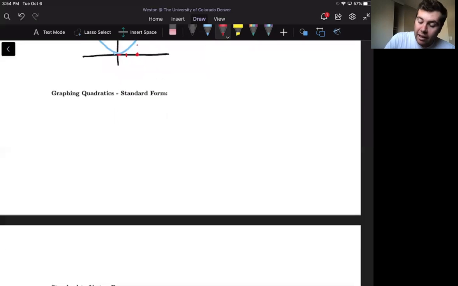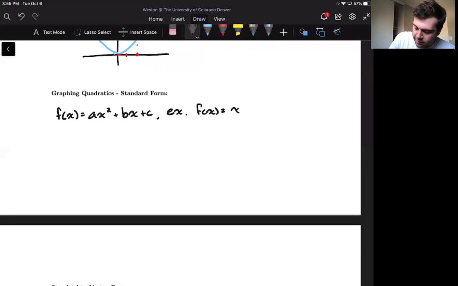We also have another form for our quadratics. These are a form you're probably used to. The f of x equals ax squared plus bx plus c. So for example, f of x equals x squared plus 2x plus 1.